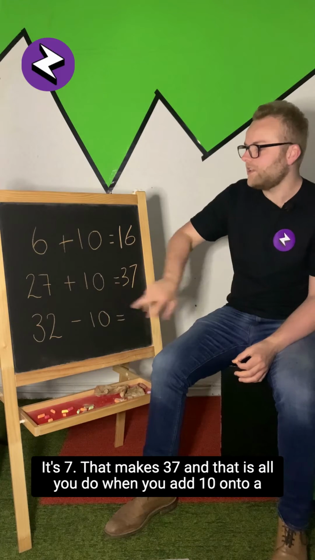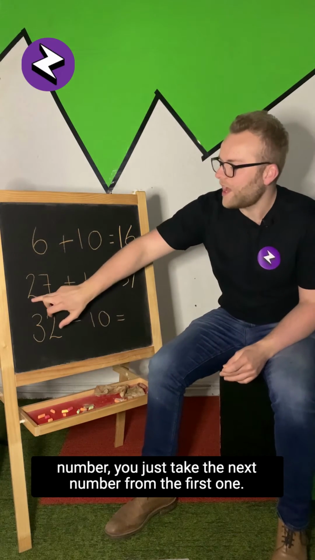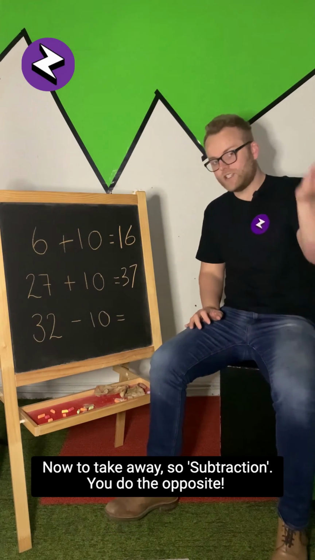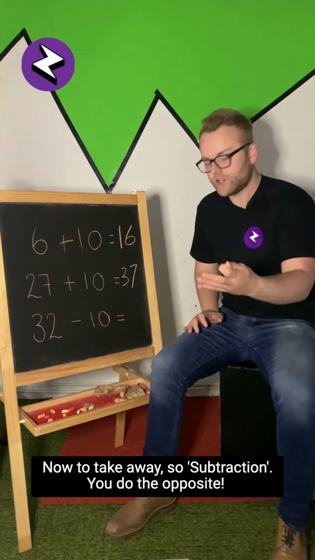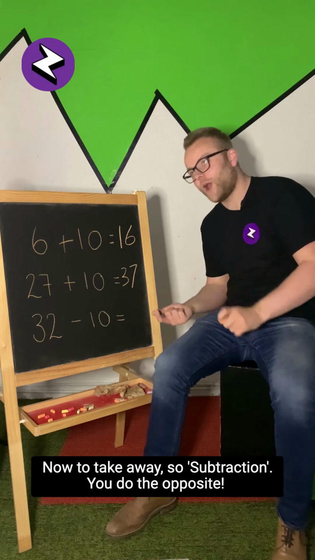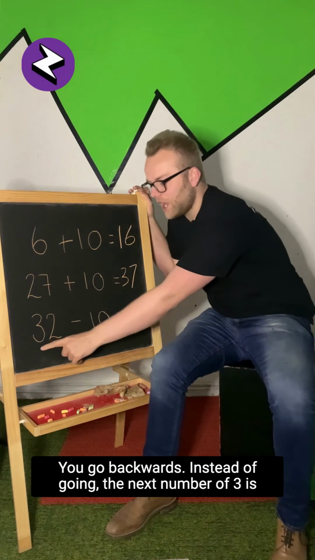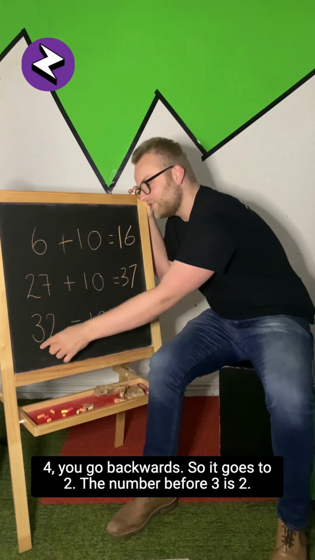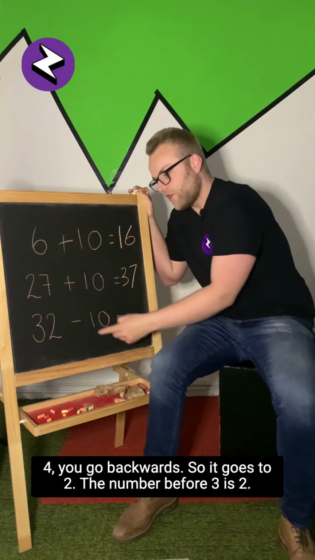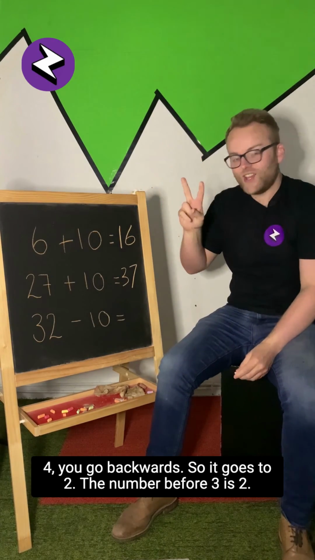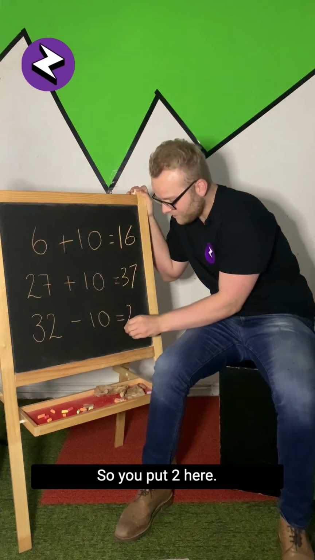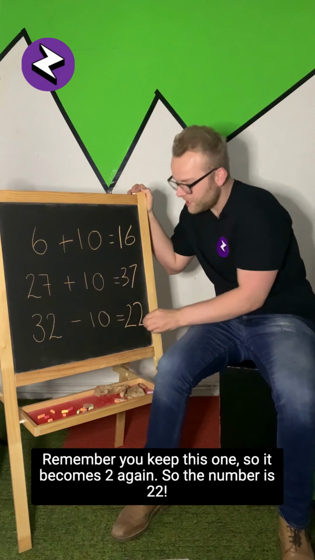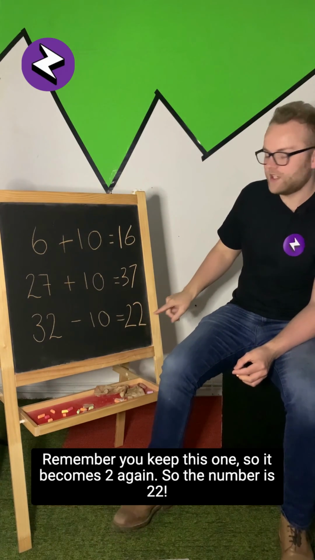When you add 10 onto a number, you just take the next number from the first one. Now to take away, so subtraction, you do the opposite. So you go backwards. So instead of the next number after 3 being 4, you go backwards. So it goes to 2. So the number before 3 is 2. So you put 2 here. And then remember you keep this one, so it becomes 2 again. So the number is 22.